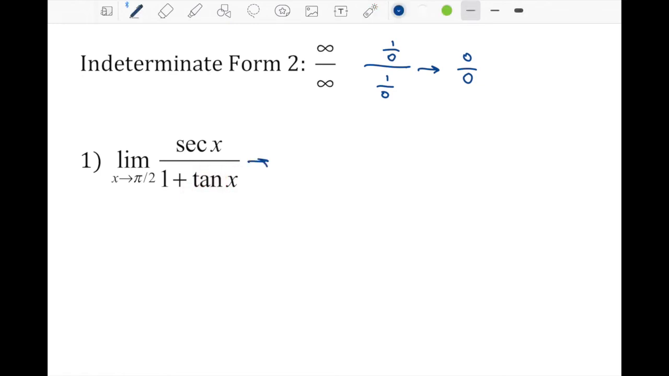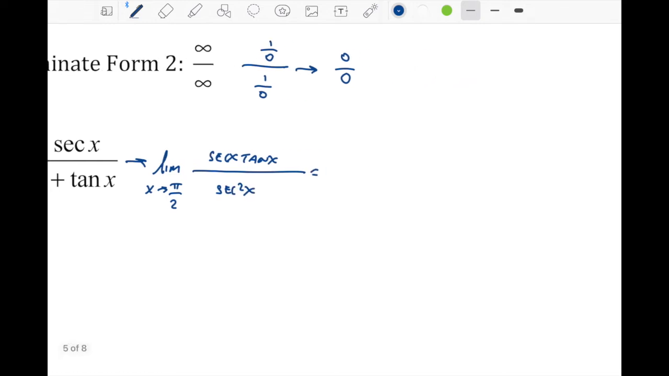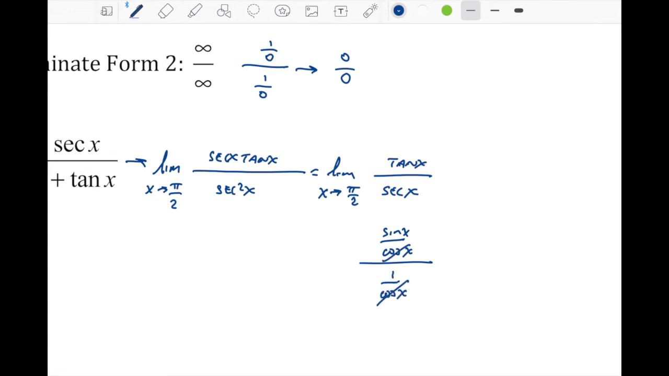L'Hôpital's rule applies. We'll take the derivative of the numerator, take the derivative of the denominator. So we've got limit as x approaches pi over 2. Derivative of secant is secant tangent, over the derivative of 1 plus tan x, which is secant squared of x. This is the limit as x approaches pi over 2 of tan x over secant x, because I canceled one of those secants. I'm going to rewrite this. This is sine x over cos x over 1 over cos x. So the cos x cancels. We have the limit as x approaches pi over 2 of just sine x, which is 1.